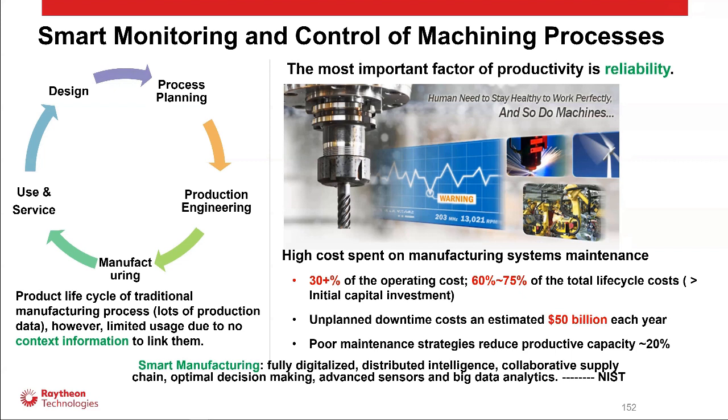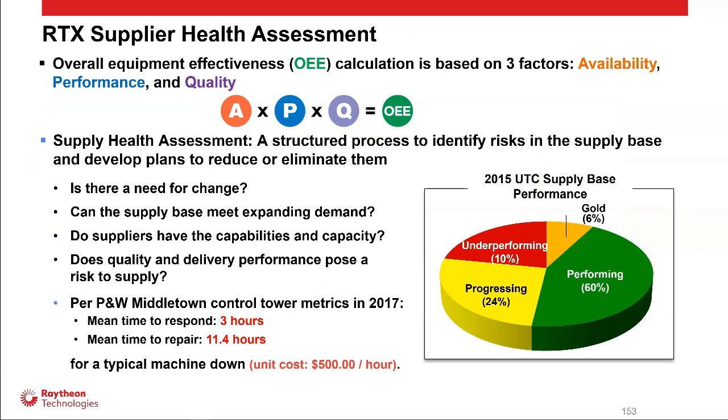The right-hand side is some survey data about why it is important to do that. Sometimes 30% of the operation cost comes from maintenance. And globally, they spend about $50 billion each year just to maintain the manufacturing equipment. So it's a big deal, and there is a lot of cost reduction potential there.